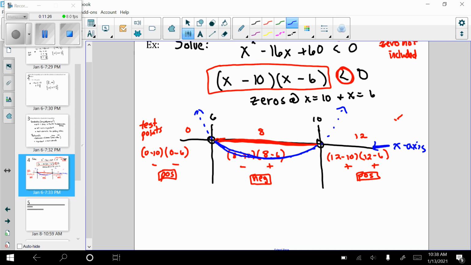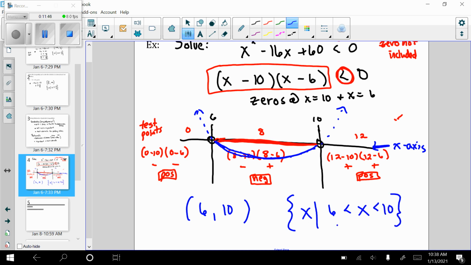Okay, so writing the solution in interval notation, we can't include the endpoints, and we go smallest to largest. We're going to go 6 to 10. Or set notation, all values of x such that x is greater than 6 and less than 10. Remember, on this piece of the puzzle, your symbols should always point to the left for less than, and your numbers should go from smallest to largest. All right, so that was a pretty simple one because it was just a simple quadratic.